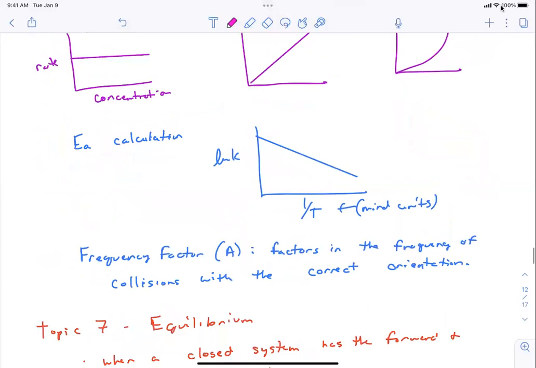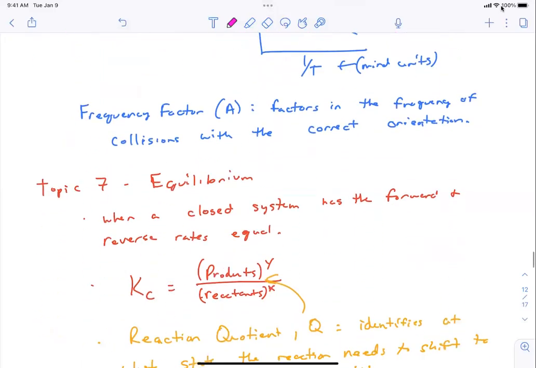Okay. Also this, Arrhenius equation, we talked about that, and knowing that A is the frequency factor. It factors in the frequency of collisions with the correct orientation. Again, never say more collisions in the IB explanation. You always say frequent collisions or more collisions per unit time. One of those two things. More collisions is not an appropriate definition. More frequent collisions is more important.